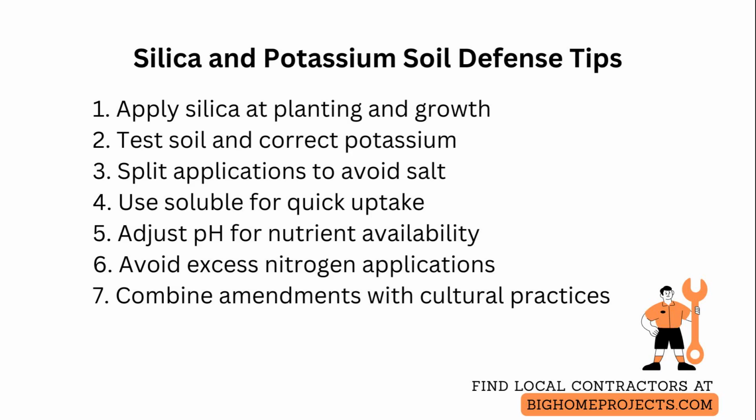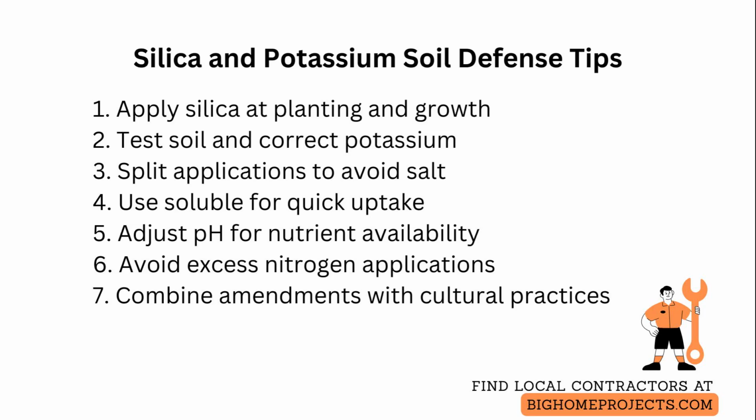Test your soil and correct potassium and micronutrient levels rather than guessing, because potassium regulates water movement and stomatal function, which affects drought, stress, and pest susceptibility. Follow a lab report to calculate application rates and split applications to avoid salt stress. Incorporate soluble forms where quick uptake is needed and use rock-based or slow-release sources for long-term balance. And always adjust pH to the optimal range for your crop so nutrients remain available.